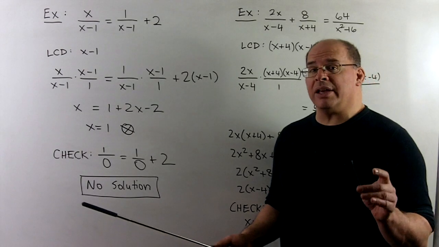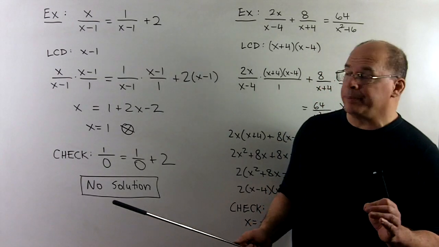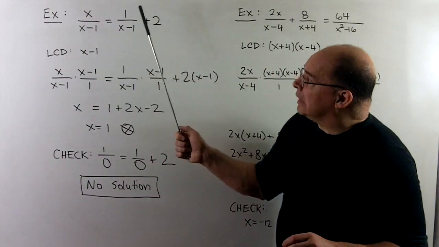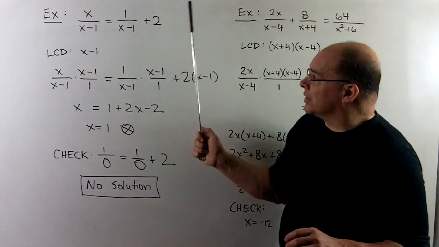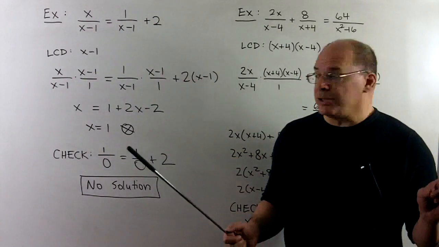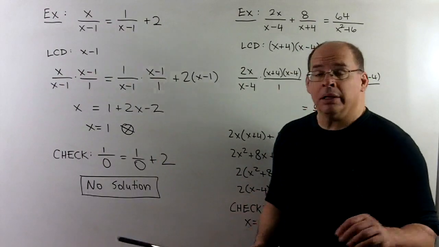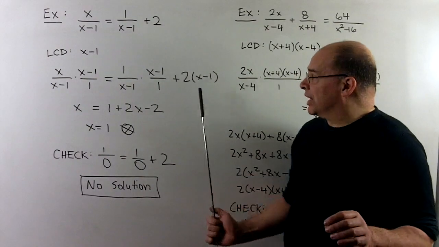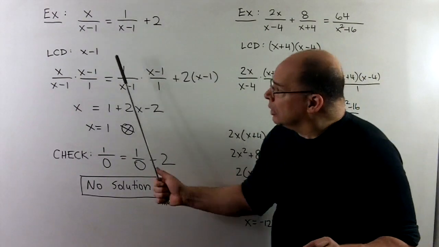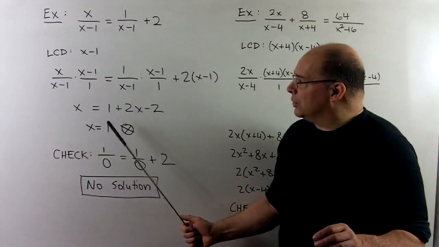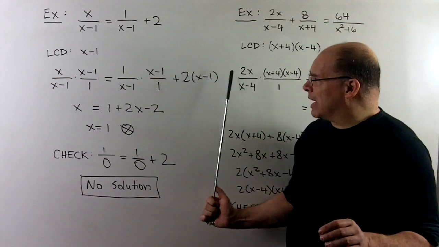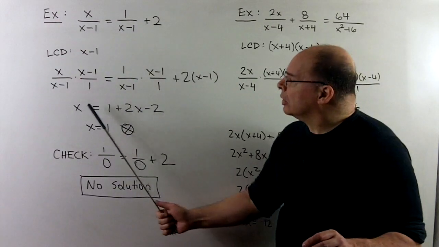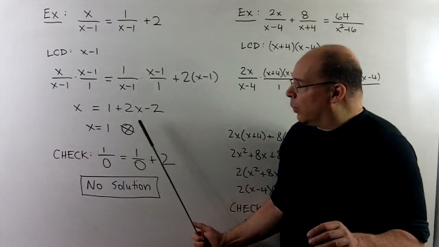We now look at some cases where we have to throw solutions away. For instance, if we have x over x minus 1 equal to 1 over x minus 1 plus 2, LCD is x minus 1, so we'll multiply through with an x minus 1 over 1. The 2 just gets an x minus 1. We cancel and we get x equal to 1 plus 2 times x minus 1. We distribute. That's going to be a 2x minus 2. When we clean up, we get x equal to 1.